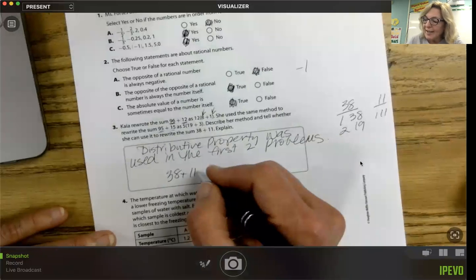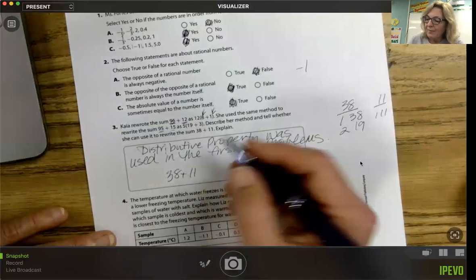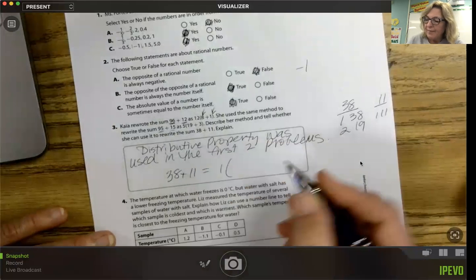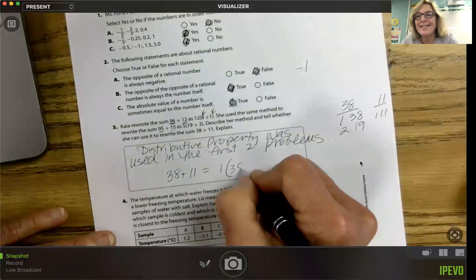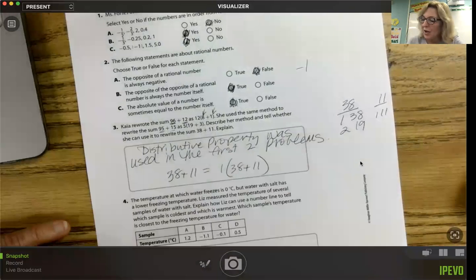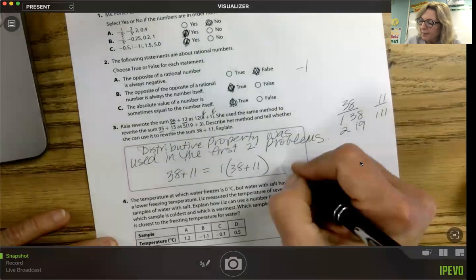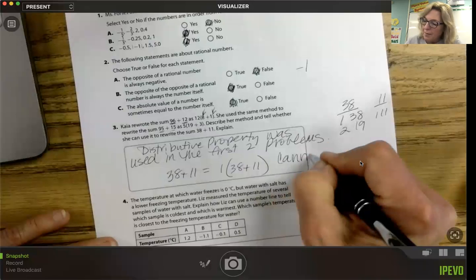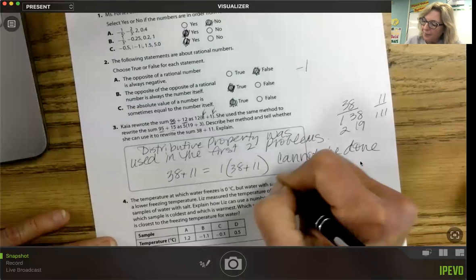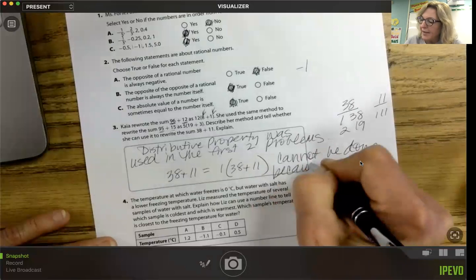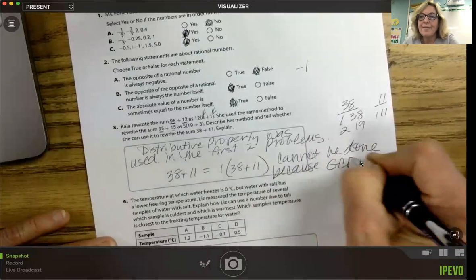If you did, it would look like this, which is kind of silly because it's the same thing. So it cannot be done here because the greatest common factor is equal to 1.